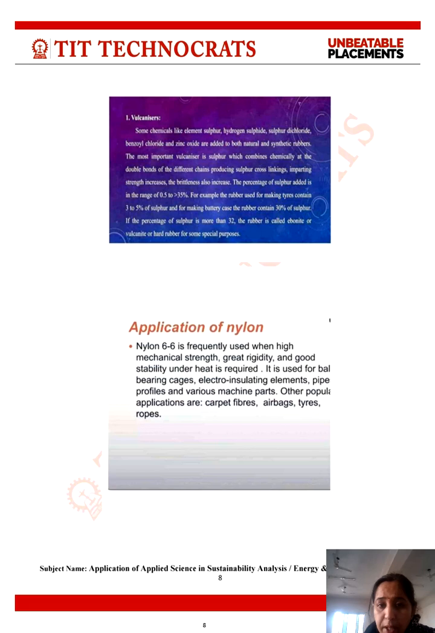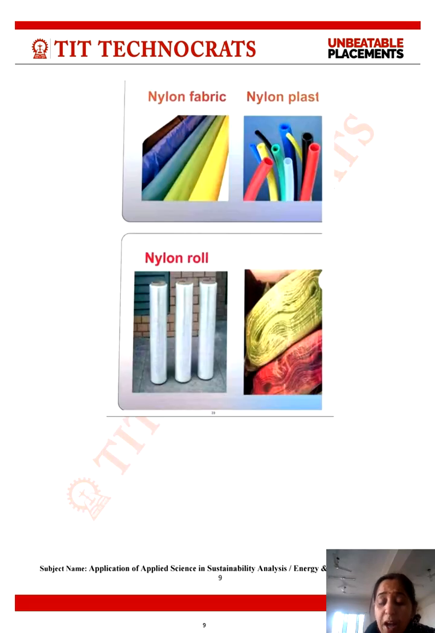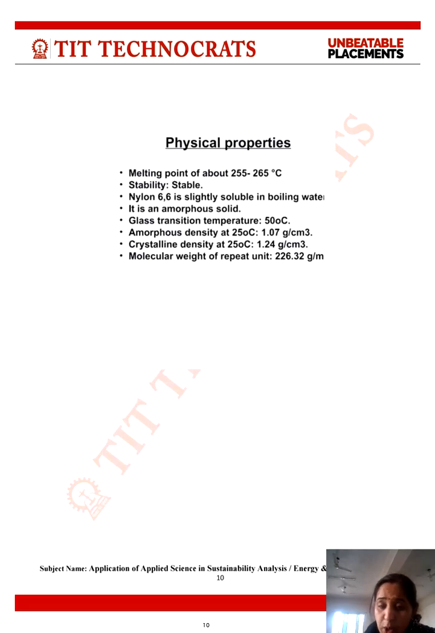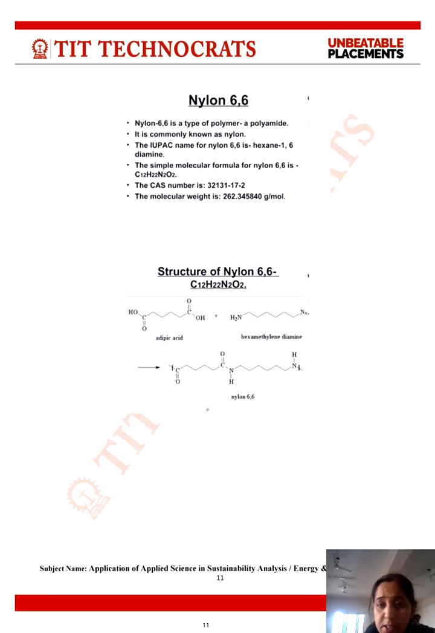Now the next topic is a polymer example. For example, nylon 6,6 is a type of polymer, a polyamide. It is commonly known as nylon. The IUPAC name of nylon 6,6 is hexane-1,6-diamine. The simple molecular formula is on the screen, it is written over here.